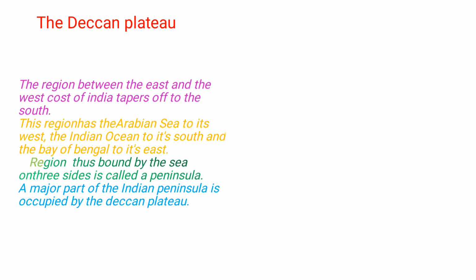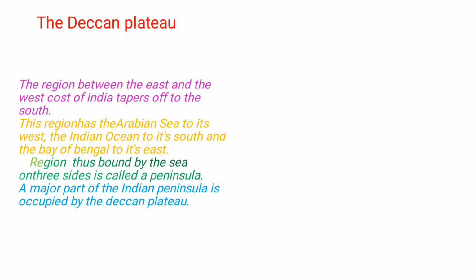Next region is the Deccan Plateau. The region between the east and the west coast of India tapers to the south. This region has the Arabian Sea to its west, the Indian Ocean to its south, and the Bay of Bengal to its east. A region thus bound by the sea on three sides is called a peninsula.